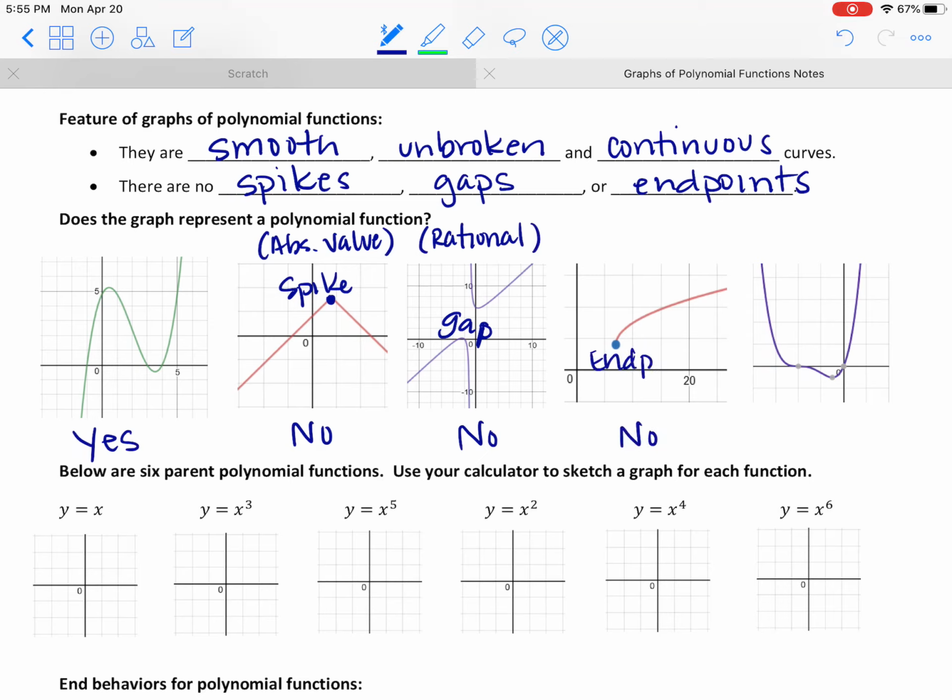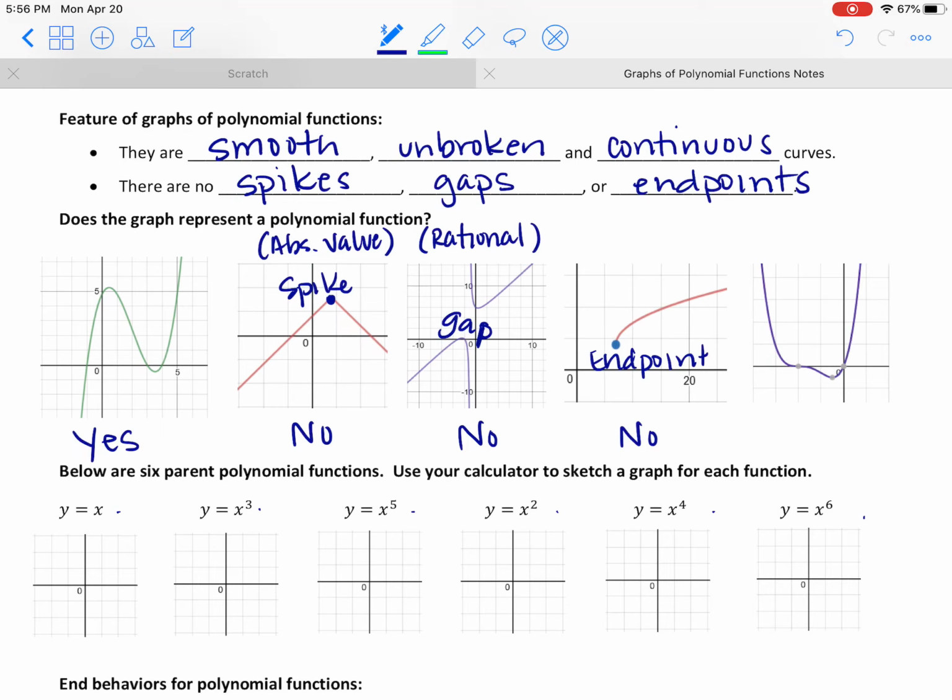This next one has an endpoint. So the endpoint on this graph tells me again this is not a polynomial function. This endpoint means the graph is not continuing in both directions here. It should have a domain that is infinite, going left and right forever. And I think we've sort of talked about this with domain before, but these guys are all examples of polynomial functions here.